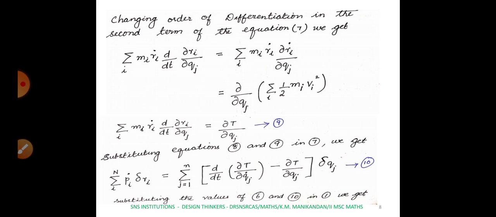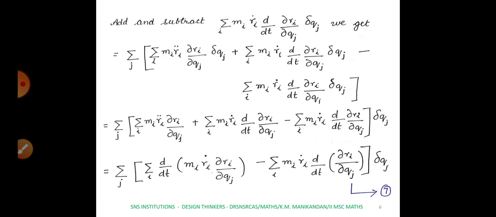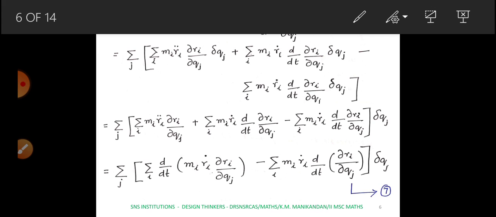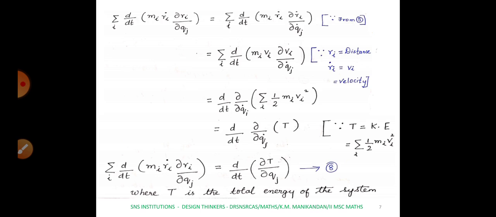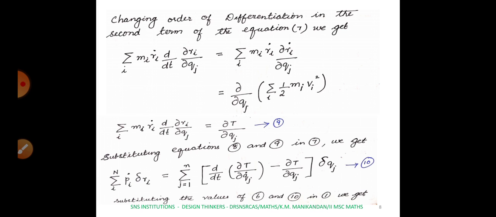So substituting equations 8 and 9 in equation 7, we go back to the 7th equation. The two terms are replaced and delta qj will come. We get summation i equal to 1 to n of pi dot into delta ri equal to summation j equal to 1 to n of d by dt of dou T by dou qj dot minus dou T by dou qj, into delta qj. Name this equation as 10.